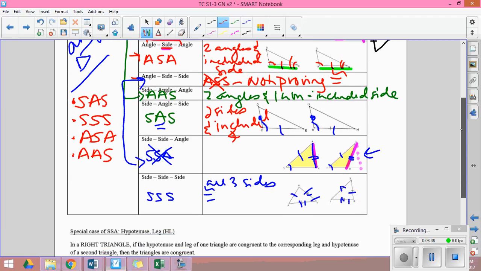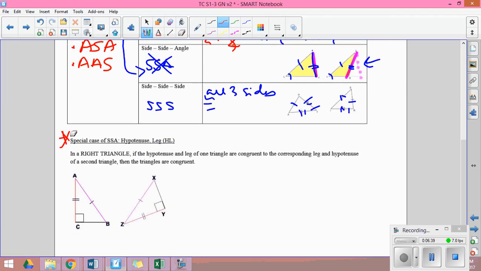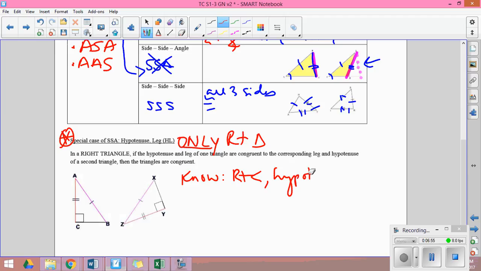There's one special case, and this is only right triangles. Only right triangles, and we call it HL. If you know a right angle, the hypotenuse, and a leg, then you get to say the triangles are congruent by HL, hypotenuse leg. Here's my hypotenuse being equal, my one leg being equal, and my right angle.